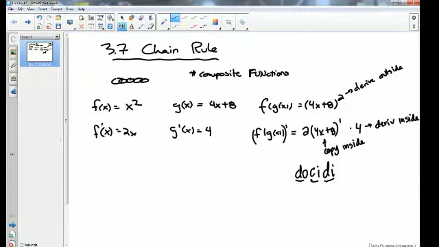Okay, let me color code that. So that's your answer. Derivative outside is the power rule. Okay, copy inside. And then derivative inside right there. Okay? And so that's your answer for the derivative of the composed function.